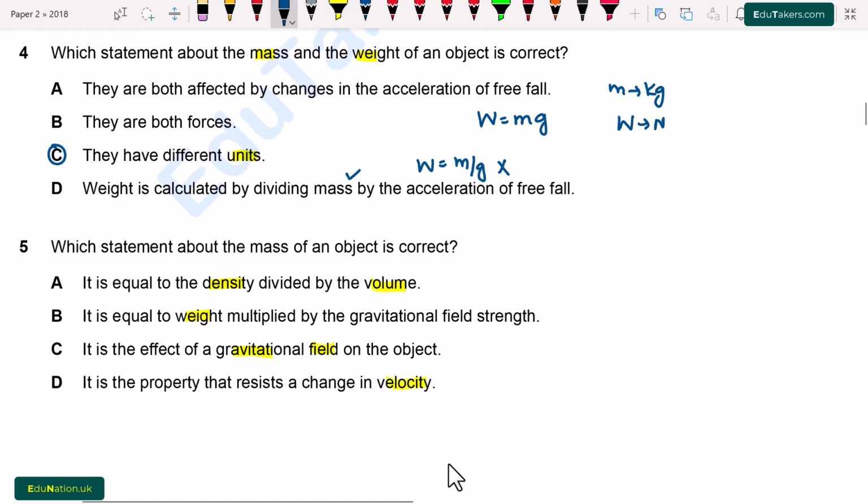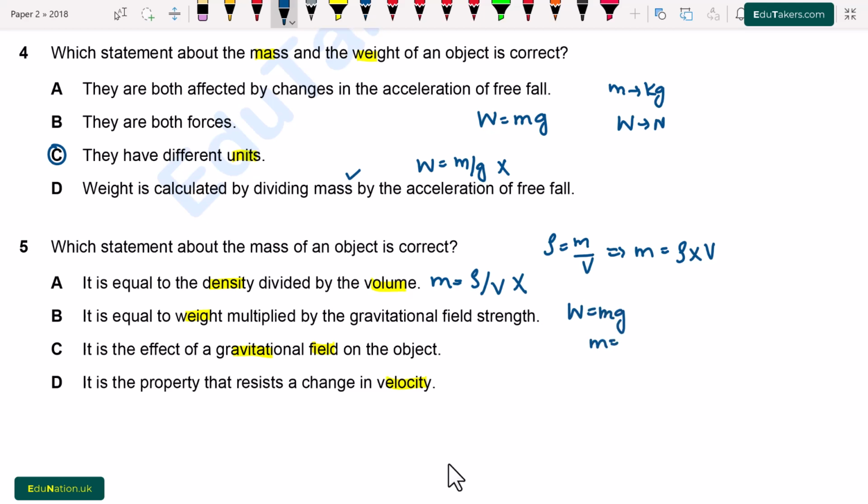So first of all, we know that density is equal to mass over volume. From here, mass is equal to density multiplied by volume. In the first option, this says that mass is equal to density divided by volume, which is incorrect. Option B. We know that weight is equal to mg. From here, m is equal to w over g. But in option B, it says that m is equal to weight multiplied by g, which is also incorrect.